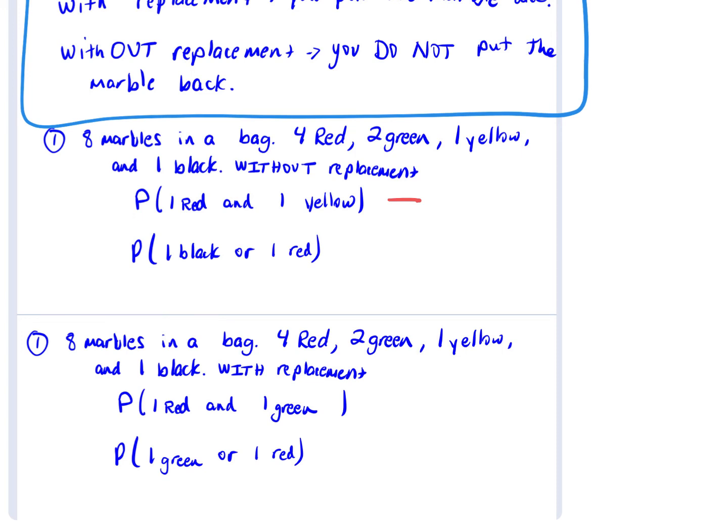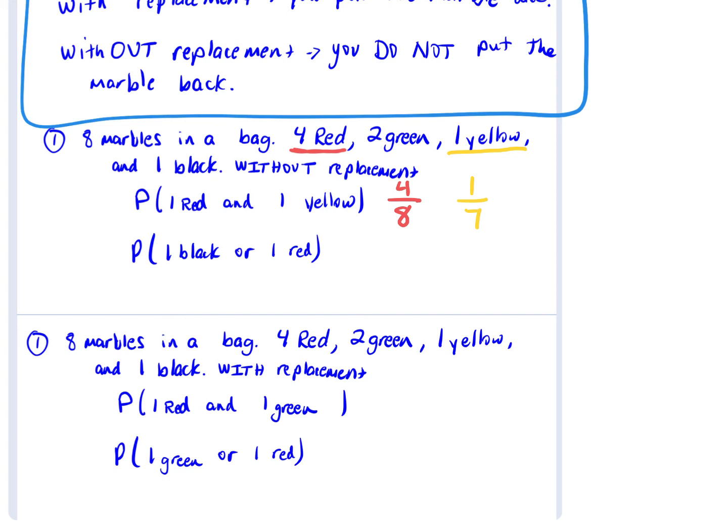So our total, our denominator, is 8. What's our numerator going to be? 4, because we're looking at the red marbles. So 4 goes on top. Now we're not replacing it. So the second time we put our hand in the bag, how many marbles do we have? 7. So our denominator is now 7 because we only have 7 marbles total in our bag. What's the probability that we take one out and we get a yellow? 1, because there's only 1 yellow one.